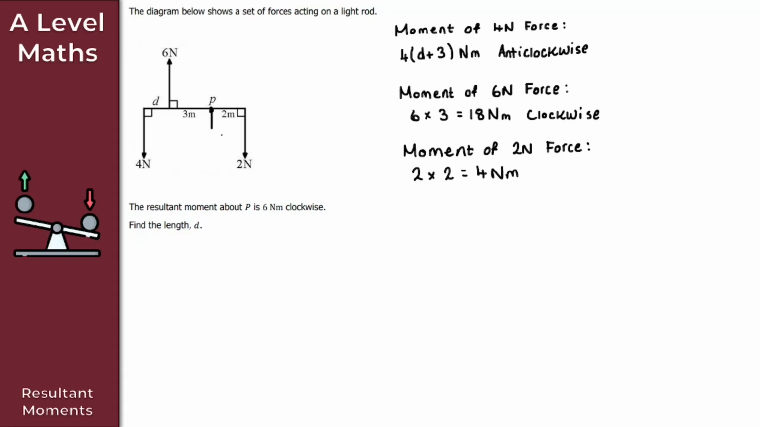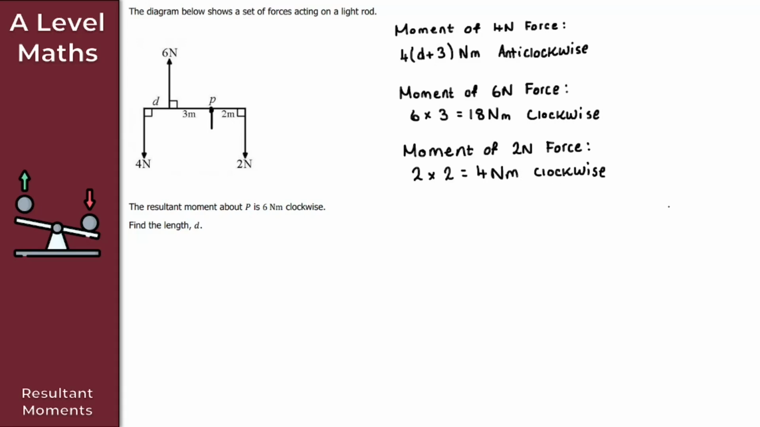And in this case here then, if we're holding the rod at this point here, and we push downwards, again, we're going to go clockwise here. We get 4 Newton meters clockwise here. Okay. So we've now found the moment here of each individual force. So we get 4 lots of D plus 3 Newton meters anti-clockwise. We then get 18 Newton meters clockwise. And then finally here, 4 Newton meters clockwise.